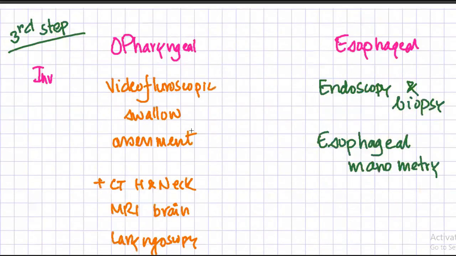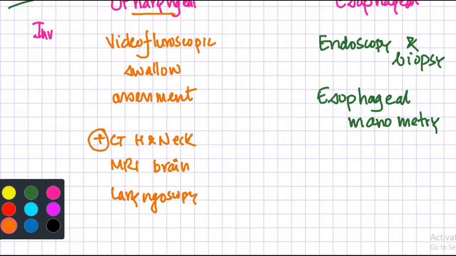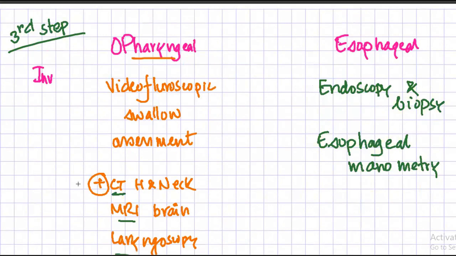And the third step would be investigations. If the patient has oropharyngeal dysphagia, our investigations would be a video fluoroscopic swallow assessment, along with some investigations to assess for any underlying causes, such as CT scan of the head, neck, laryngoscopy, and MRI of the brain. In case of esophageal dysphagia, we have to do an endoscopy and biopsy, and we may have to do an esophageal manometry, especially if we are thinking about achalasia as the underlying cause.